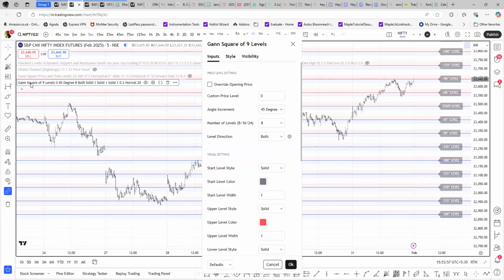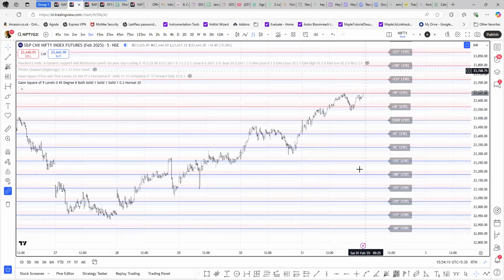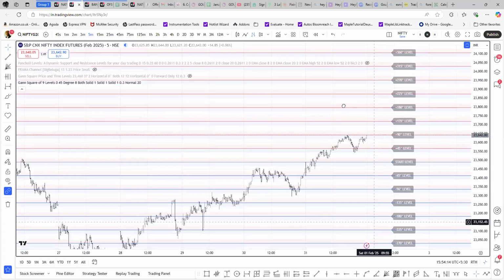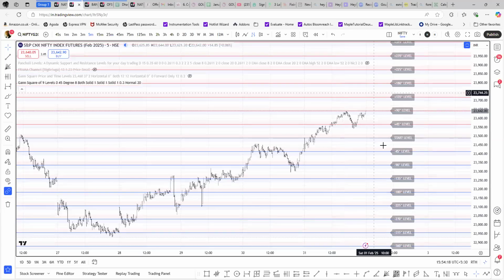And if you see this option, override opening price, because by default, as you can see, it has taken the opening price of the day. If you take the start level, this is exactly the opening price. And it treats that as the start level and draws 8 levels above and 8 levels below it, right? So that comprises the full cycle above and below.